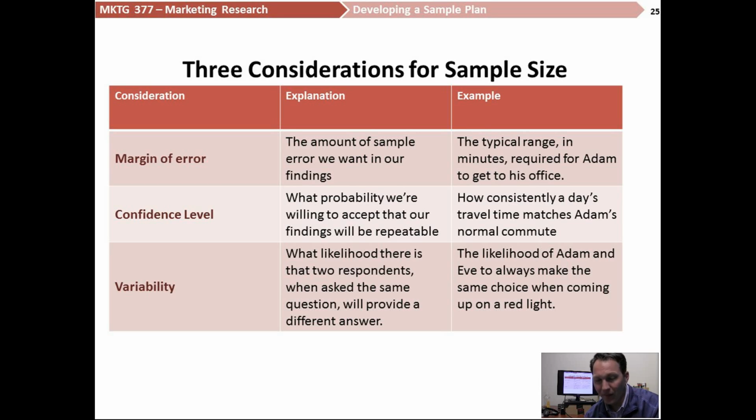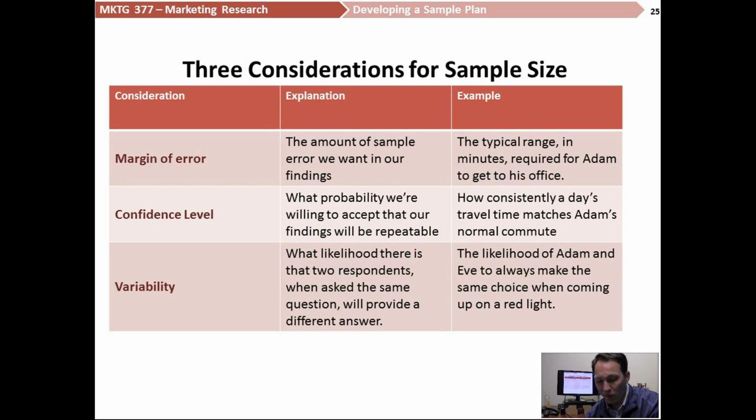Eve, on the other hand, is a little bit more timid than Adam. And when Eve sees a yellow light, she automatically starts slowing down and brakes so that she stops before the light turns red. And so she's always going to be a little bit slower than Adam. So what we would say is that the variability between these two people is at a high level. And if Adam, for whatever reason, decides to stop at the red light, and Eve decides to go through the red light, that's just due to randomness. That's not due to the normal way that they would do things.